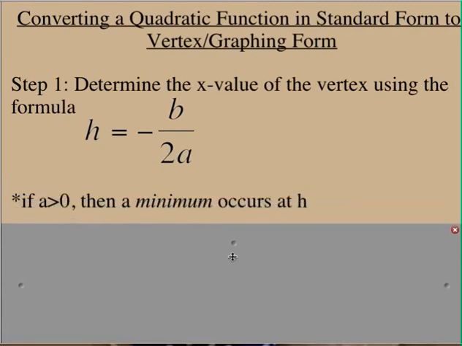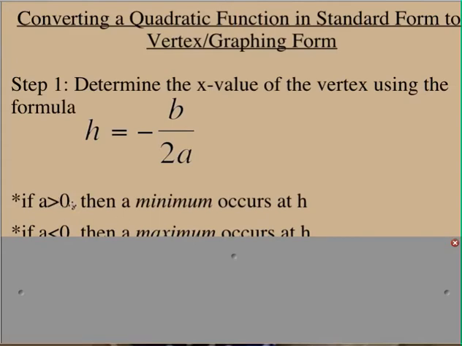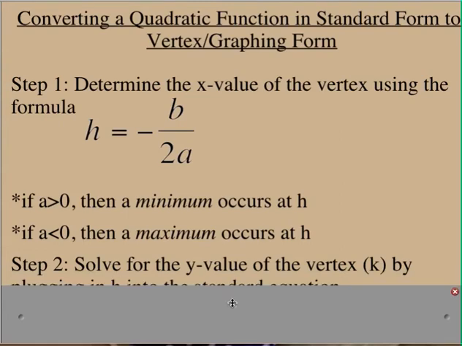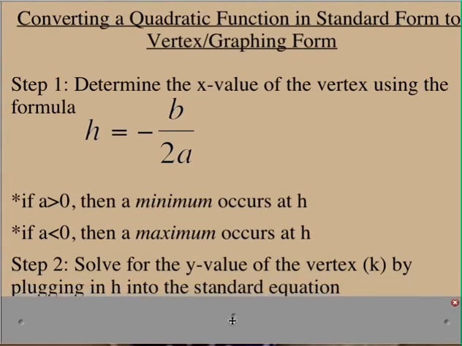If you have a stretch factor that is greater than 0, then your minimum is going to occur at your h value. If your stretch factor is less than 0, then you have a maximum there. The second step is to solve for the y value of the vertex by plugging h into the standard equation that you're given.